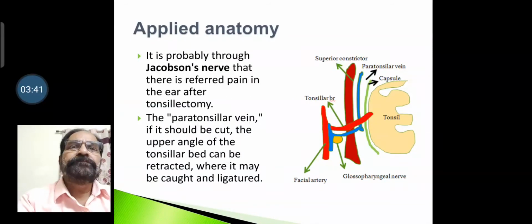Applied anatomy. It is probably through Jacobson's nerve that there is referred pain in the ear after tonsillectomy. Another is the paratonsillar vein. If it should be cut, the upper angle of the tonsillar bed can be retracted, where it may be caught and ligated.